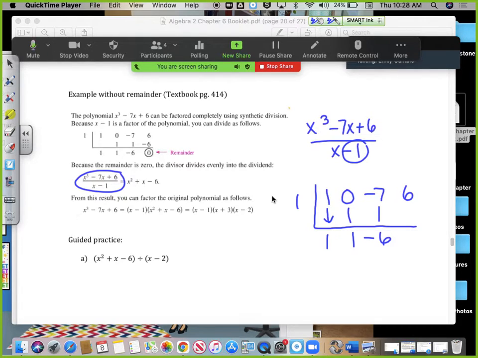And then you do it one last time. 1 times negative 6 is negative 6. 6 plus negative 6 is 0. This last number is always the remainder. Then working our way up, this is going to be the constant number.